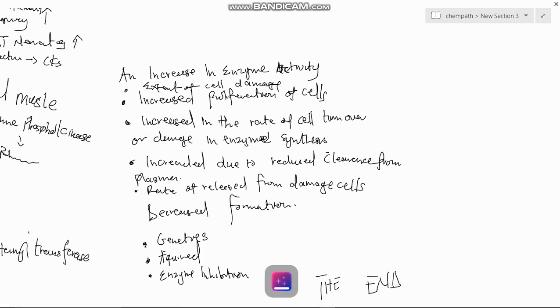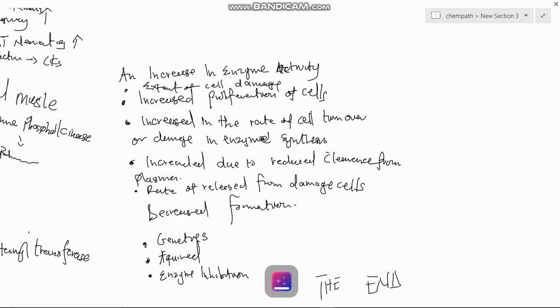We have extent of cell damage. When there is so much cell damage, these non-functional plasma enzymes are likely to be released into the systemic circulation or into the plasma. Then we have increased proliferation of cells. When the cells become so many, it can also cause an increase in the enzymatic activity. Then we have an increase in the rate of cell turnover or damage in enzyme synthesis. So for instance, if there is a particular protein that regulates the synthesis of these enzymes, when there's a problem with that protein, there is an overproduction of this enzyme, and that can result in an increase in the plasma enzymes. Then we can have an increase due to reduced clearance from the plasma. Naturally these enzymes are cleared from the system, are excreted, and if there is a problem in the excretion, there can be a retention of these enzymes, and they might be found in the plasma.